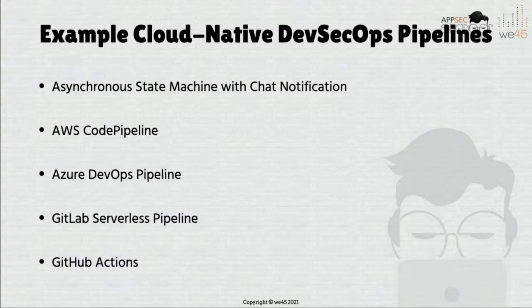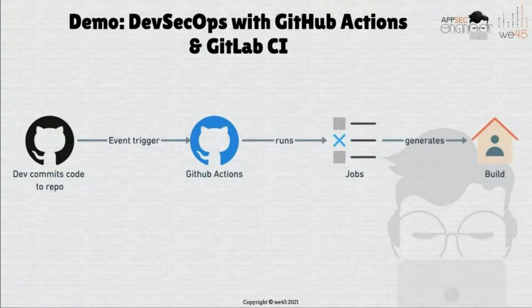Similarly, we have AWS CodePipeline, we have Azure DevOps, we have GitLab. A serverless pipeline can go ahead and integrate that. And we finally have GitHub Actions as well. Right, so with that, let's get started with a bunch of demos. First, I'm going to go ahead and showcase DevSecOps with GitHub Actions and GitLab CI.